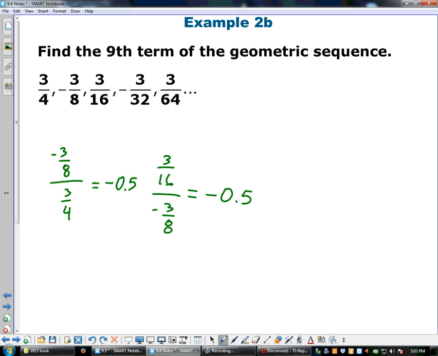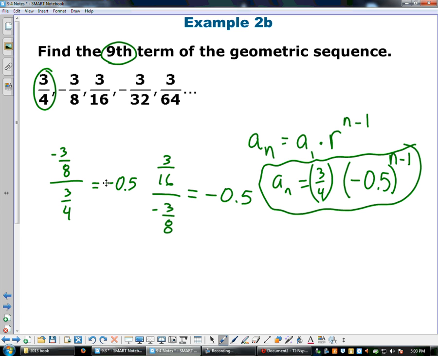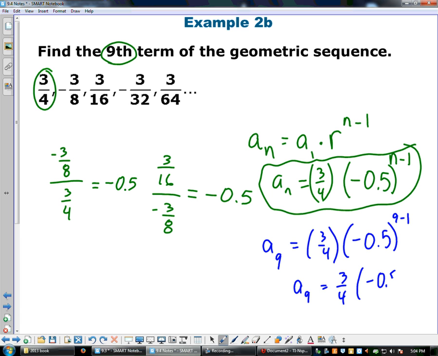All right, and so that means that our sequence formula is going to be a sub n equaling a sub 1 times r to the n minus 1. So that's going to be a sub n equaling, our first term was 3/4. We saw that right here. And now we need our common ratio, which is -0.5, raised to the n minus 1. So that's the formula that we want to use, but we're asked to find the ninth term. So a sub 9 is equal to 3/4 times -0.5 to the 9 minus 1. So a sub 9 equals 3/4 times -0.5 to the 8th.